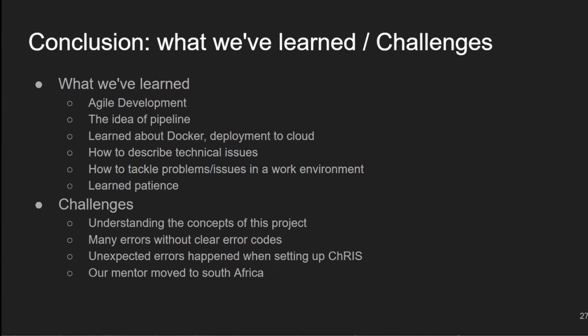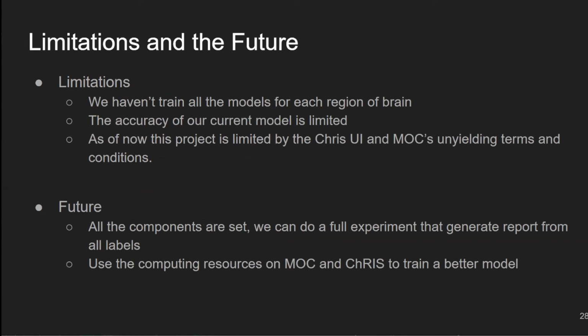Next slide, please. So for this project, we built two pipelines, one classifier for the whole brain, another classifier for each label. But we were not able to train models for all the labels because of time limitation. It would take about a month to train all the models. And also, the prediction result of our current model is not 100% accurate, but all the components are set. With more time, we can train models with more data and compare the performance between those two types of classifiers.